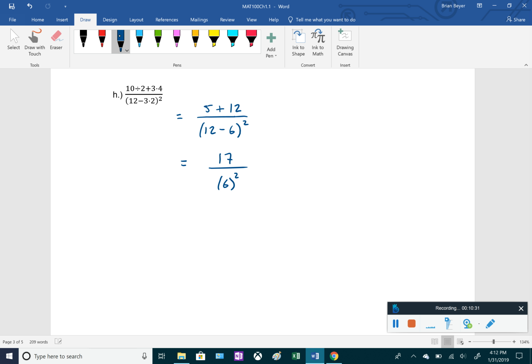So 6 squared. Whenever you have a number raised to an exponent, it's good to just keep the parentheses around it. If it's positive, we actually don't need those parentheses around it. If it were negative, we would need those parentheses. So 6 squared is going to be 36, so this whole thing is 17 over 36.